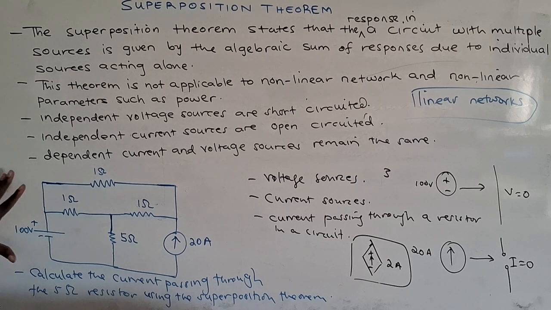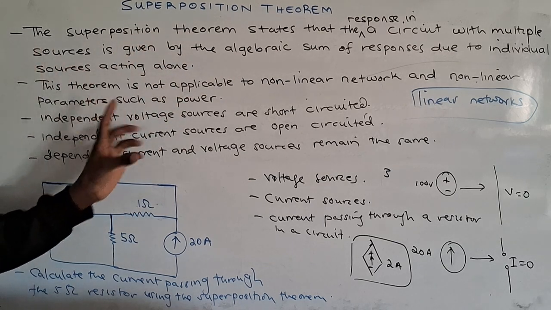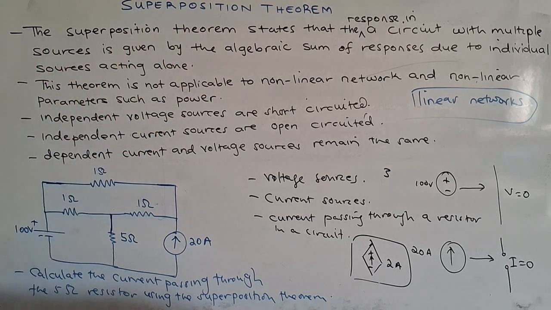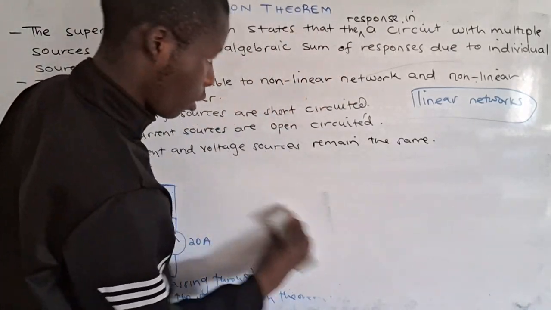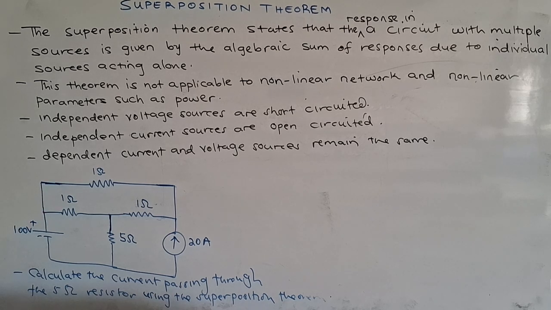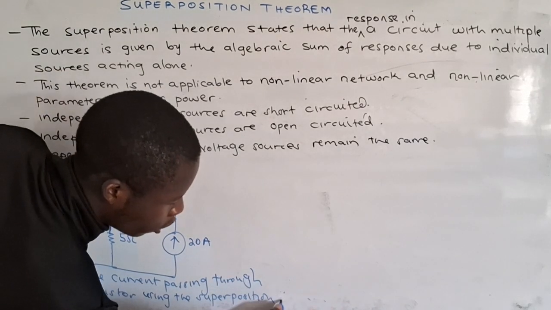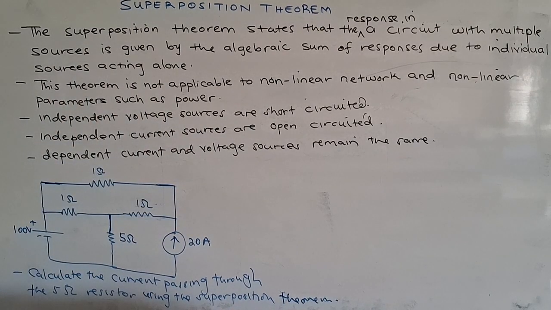Okay, so I'm going to use this diagram to explain the superposition theorem. I'm not going to solve it, but I want you to get the sense of the superposition theorem. See, a diagram is given. Calculate the current passing through the 5 ohm resistor using the superposition theorem. So you are supposed to use the superposition theorem to calculate the current passing through this 5 ohm resistor.